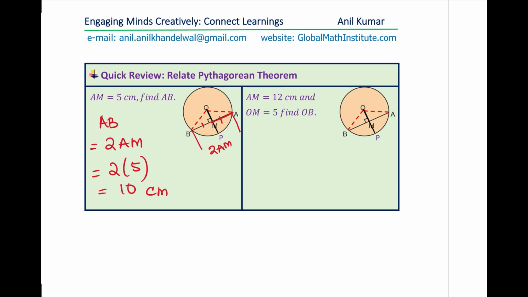Similarly, now you can solve the second question. In this question, we are given AM as 12 centimeters, but we need to find OM, OB, the radius, when OM is given to you. OB is the radius, right? So you can also find OA. It will be equal to OB. Use Pythagorean theorem.